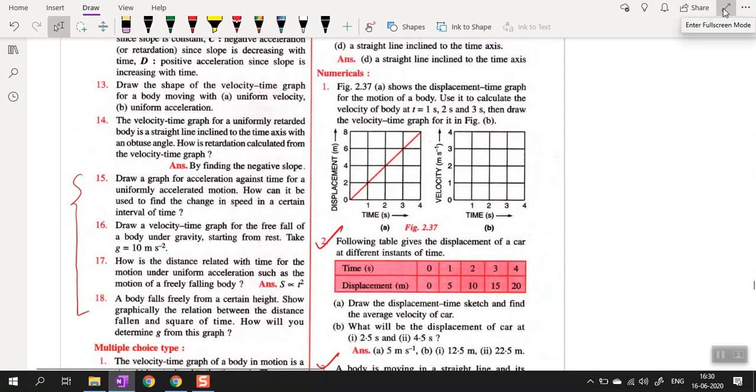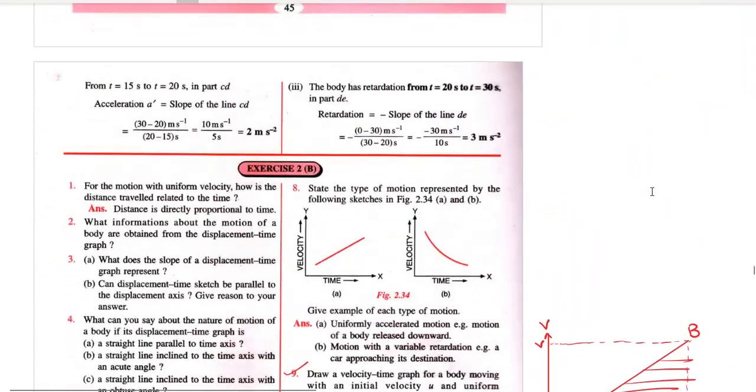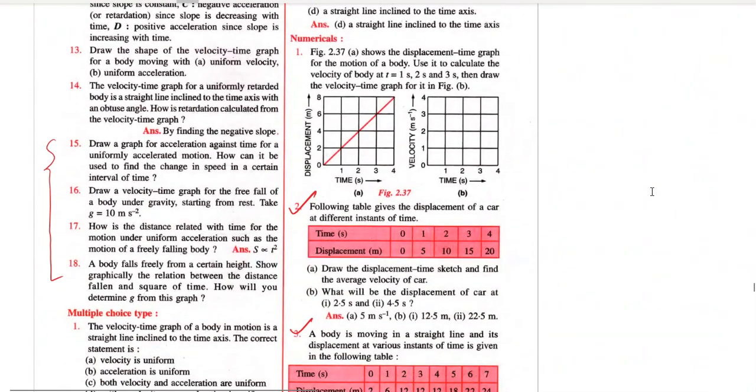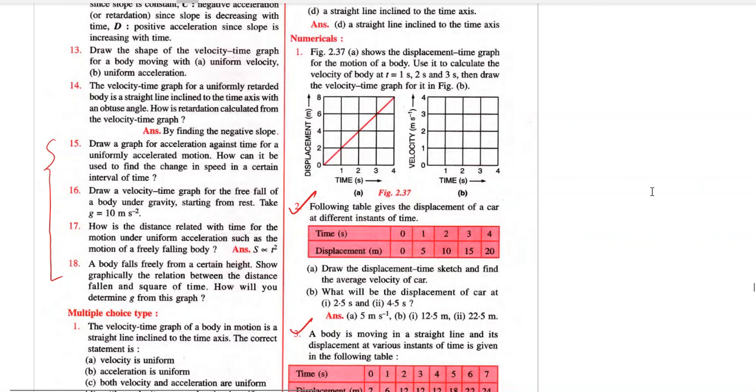In this video, I'm going to solve all doubts from exercise 2B and 2C, mostly in numericals. So the first doubt is from exercise 2B, numerical number 2. Following table gives the displacement of car at different instants of time. Draw the displacement time sketch and find the average velocity of the car.